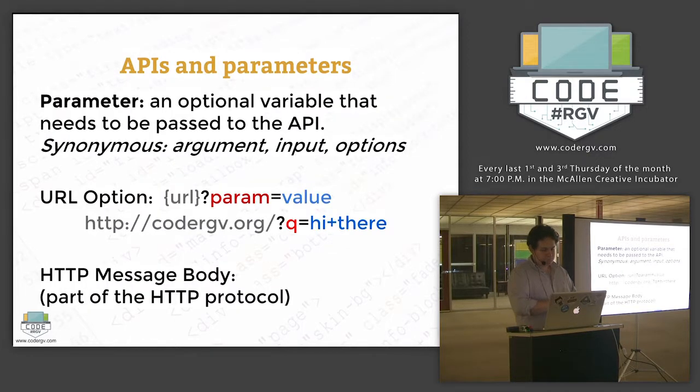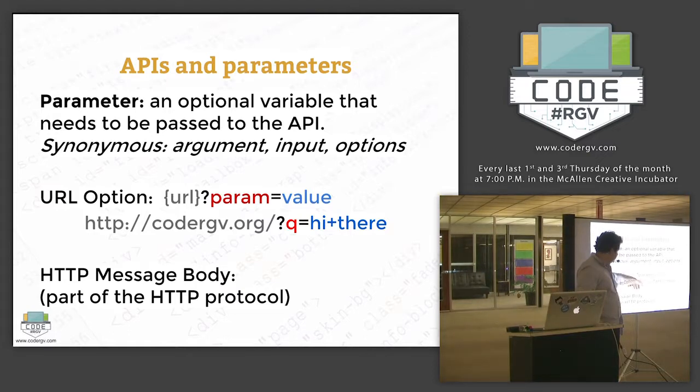Alright, so API and parameters. How do you pass an input, an option, to an API? I want to make sure that we all understand this because we're going to be using a lot of this. Here you have the actual URL, so I have an example here, codertv.org, and you have to use a question mark to delimit the parameters. And you pass the parameter equals value, and this is an example of them.